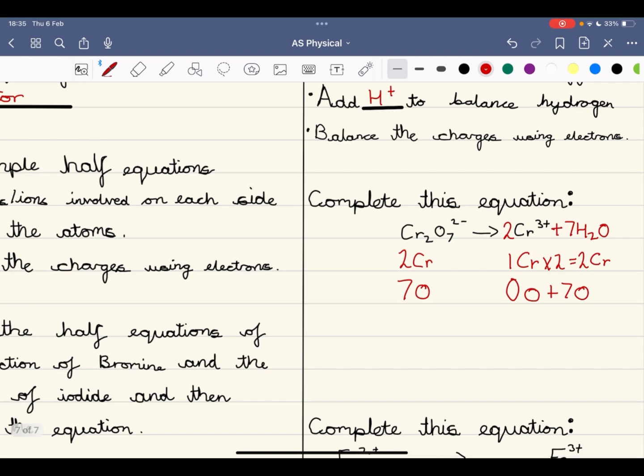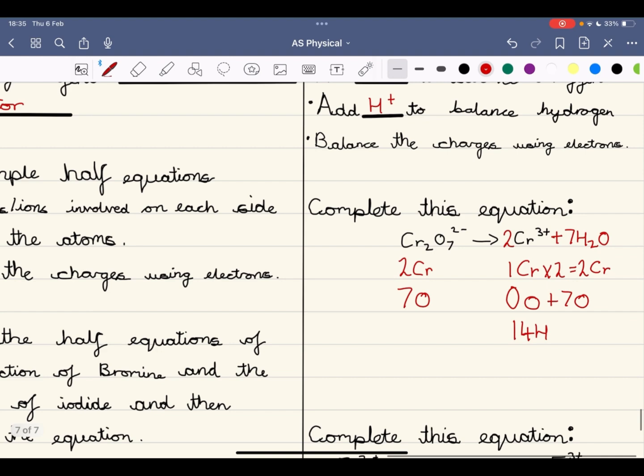But now we have 14 lots of H's, right? So now we need to balance out the H's. And to balance out the H's, we add H+. So I'm going to add 14 lots of H+ here. So now we have 14 H's on both sides.